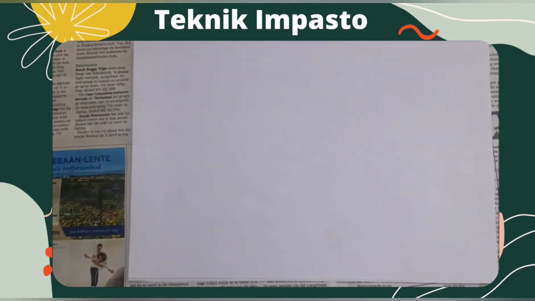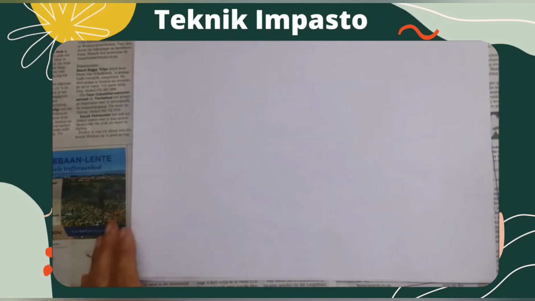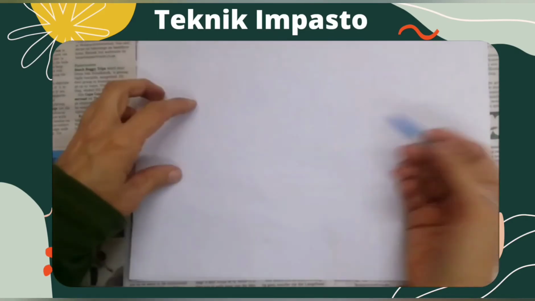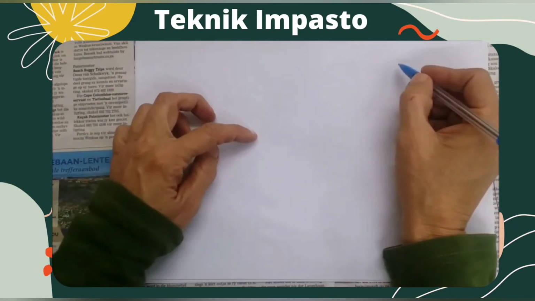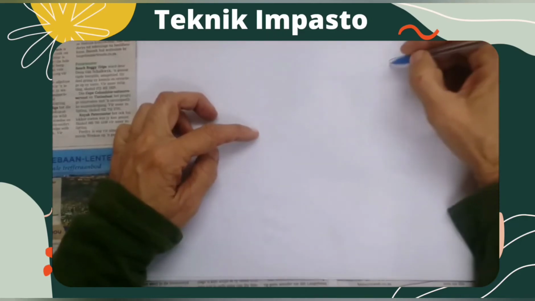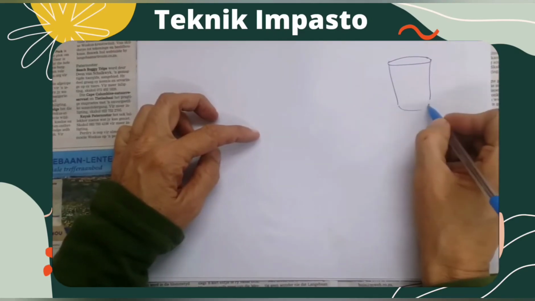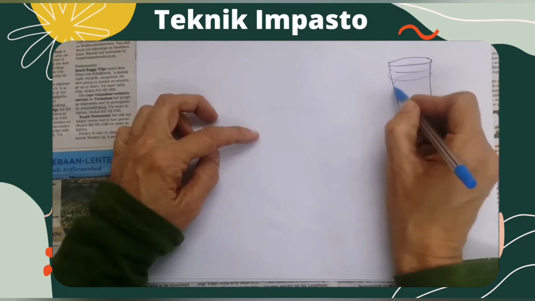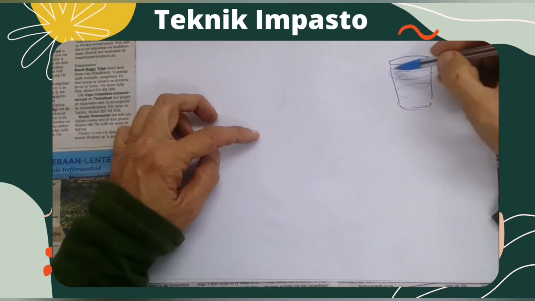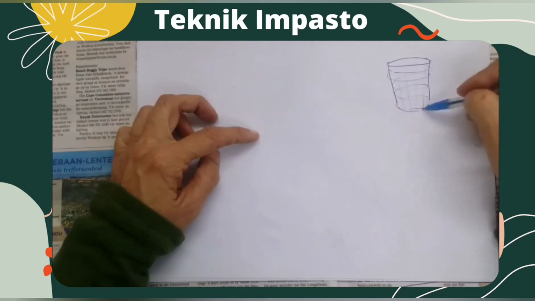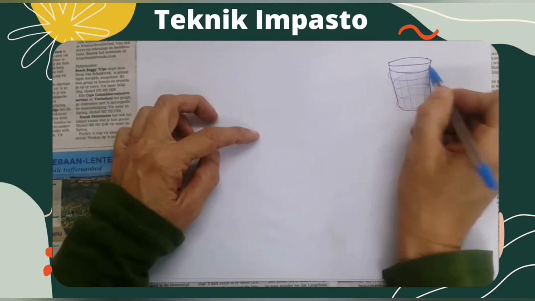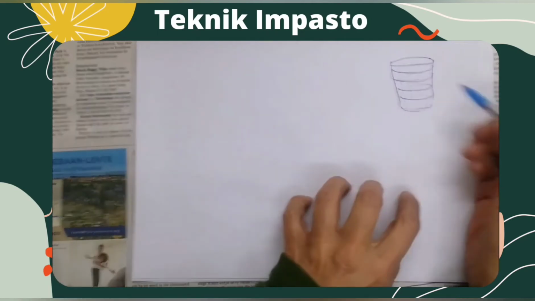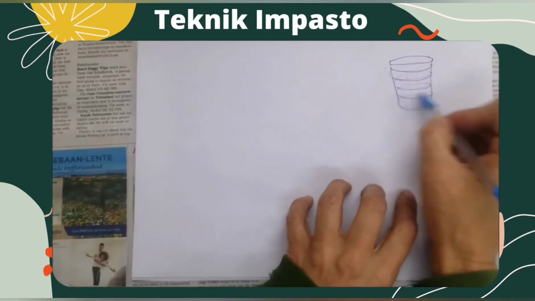So this exercise is going to show you how to work in impasto. So let's say, for example, you have a cup. Now the cup is rounded like this, and it's got lines running like that. So basically, this is what we call the internal shape of the cup. And when we do impasto, we want to follow that internal shape.